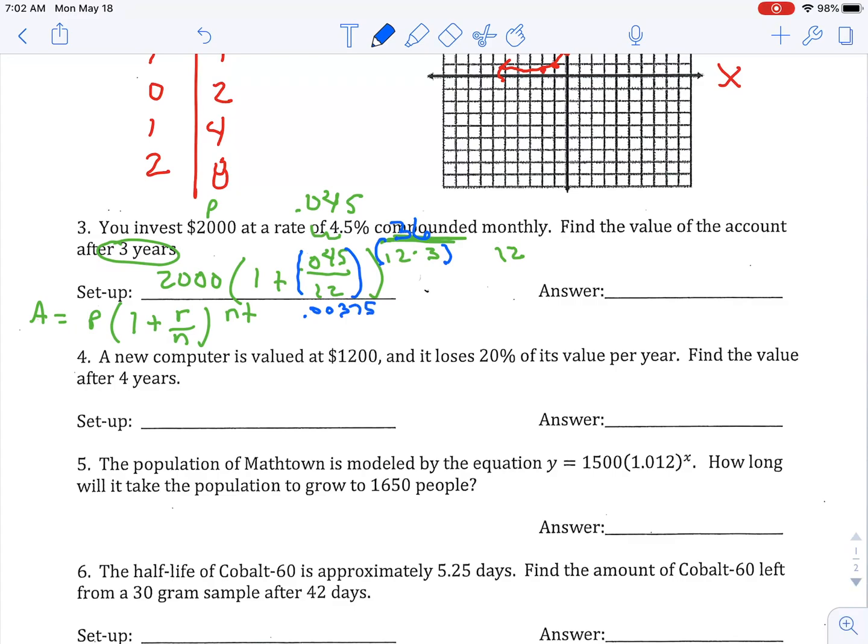Okay, and that's rounded. So if you round that to like 0.004, that's going to give you a different answer. So I would put in at least 3 decimal places, or actually probably 4 for this. So maybe you could round to 0.0038. Okay, but go ahead and calculate the answer and then start the video again.